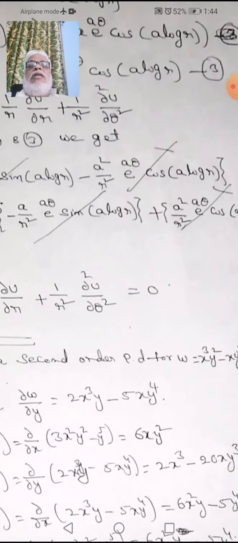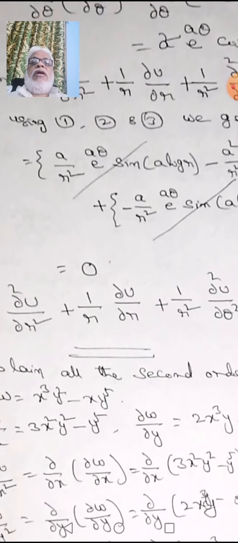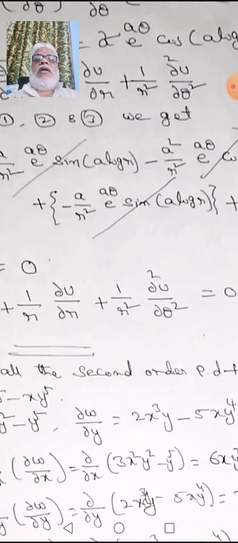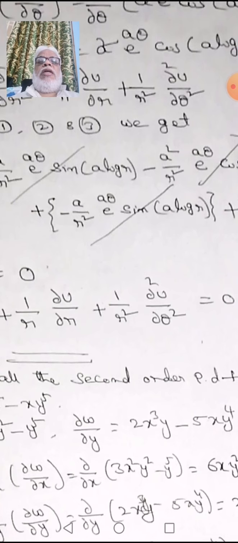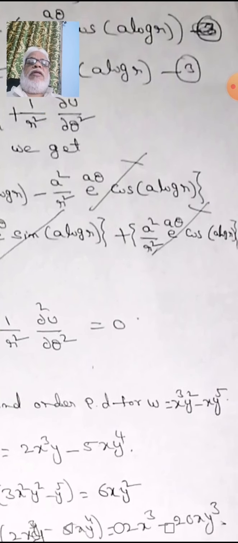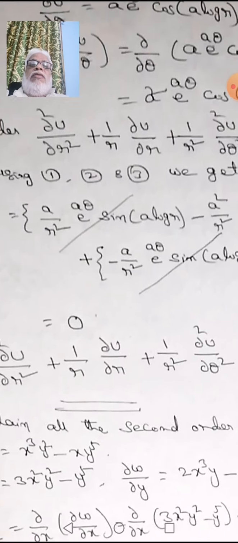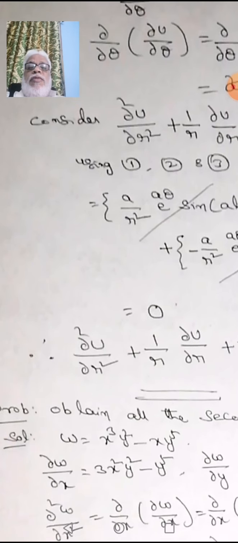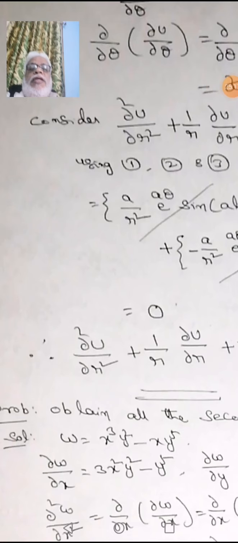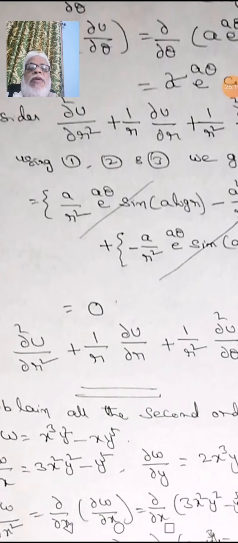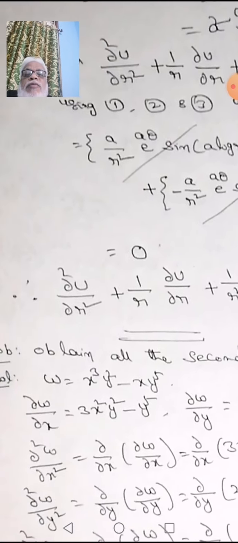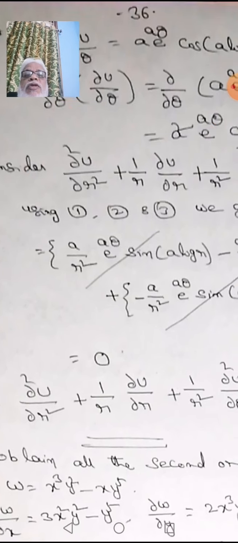Is there any constant common term in the bracket? You see, first a by r square e power a theta cos of a log r, and minus a by r square e power a theta sin of a log r. These two cancel. Finally it becomes 0. So ∂²u/∂r² + (1/r) ∂u/∂r + (1/r²) ∂²u/∂θ² becomes 0. So this is our required equation.